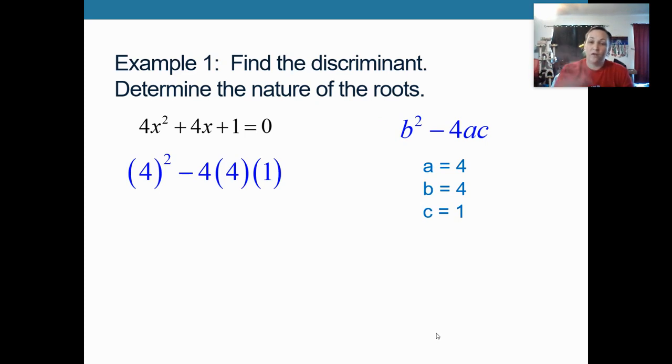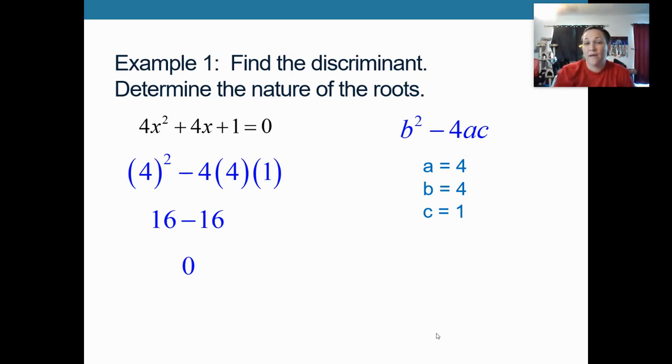So you plug all the numbers in, 4 squared minus 4 times 4 times 1. Right here, we're going to do two separate calculations. We're going to do 4 squared, which is 16. And we're going to do 4 times 4 times 1, which is also 16. So on our second step, we get 16 minus 16. And for our final step, we get the number 0. Now, the number 0 is called the discriminant. So that answers the first question, find the discriminant.